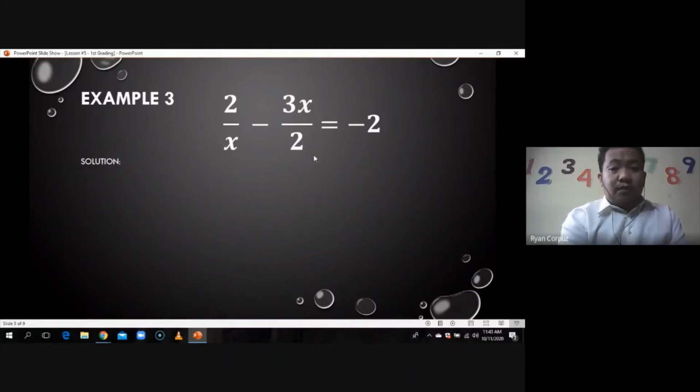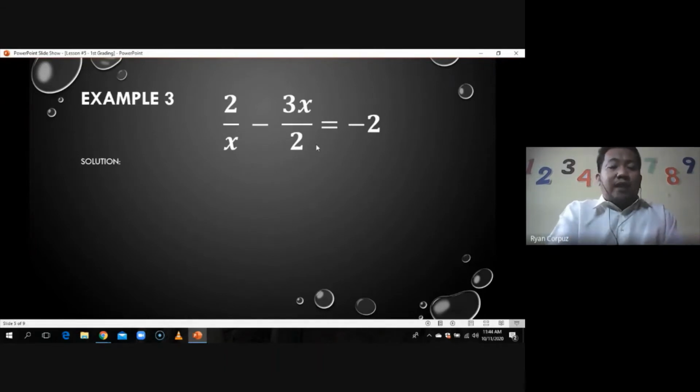So what we are going to do is, let's remove the denominator of the fractions in this given equation. That is by multiplying the LCD on both sides of the equation. So hanapin muna natin yung LCD. There are only two denominators here. The denominators are 2 and x. Since they are two different terms, all you have to do is simply multiply the two. So we'll come up with the LCD as 2 times x, which is 2x.